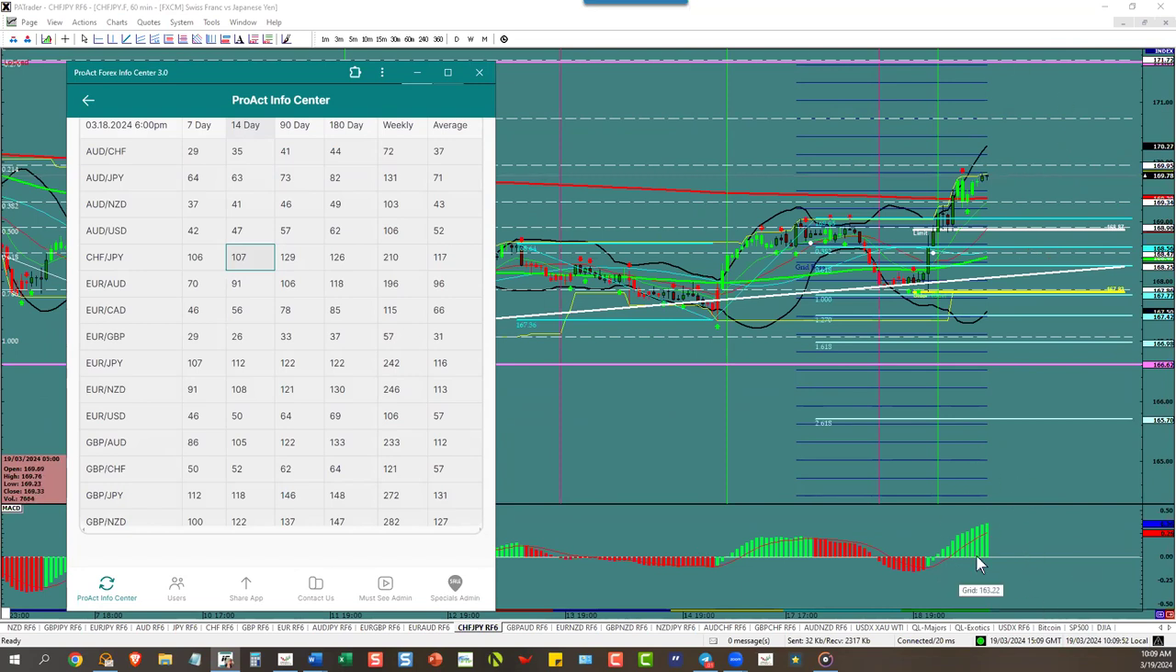MACD says you are a buyer. Wait till 5 o'clock. Get a new trade. New one up here, maybe it's 110, 112 pips. It's not going to come out till right after 4 o'clock, or 5 o'clock Eastern.